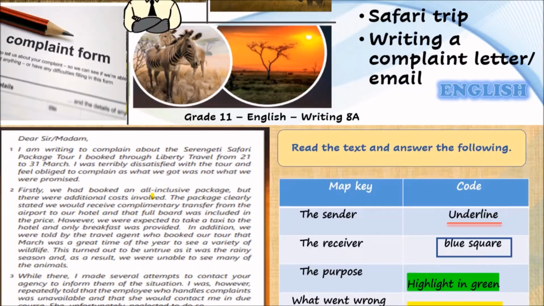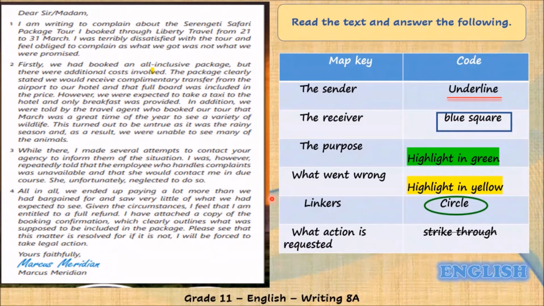That's good. Okay, let's have our book, page 117. Look at the text. You can tell from the layout of the text that it's going to be a letter or an email. And as we have said earlier, it's going to be a complaint letter or email. Read the text and answer the following. We are going to use a map key strategy here. So we have the keys here and the codes here.